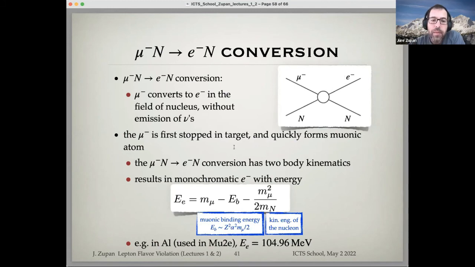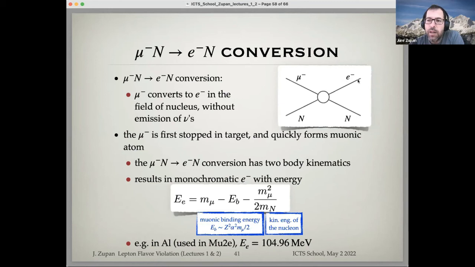All right. So the process is you take the mu minus from the beam, it stops in the target, and then it quickly forms a muonic atom. So it will kick out one of the electrons. This is a very quick process. And then you have a much longer lived muonic atom with a mu minus in the lower shell. And you're looking for a two-body kinematic. So you're looking at the mu minus going to an e minus. So that's this on this side, this is bound, no?